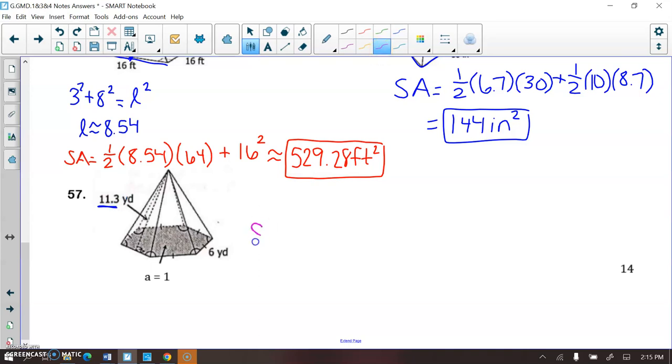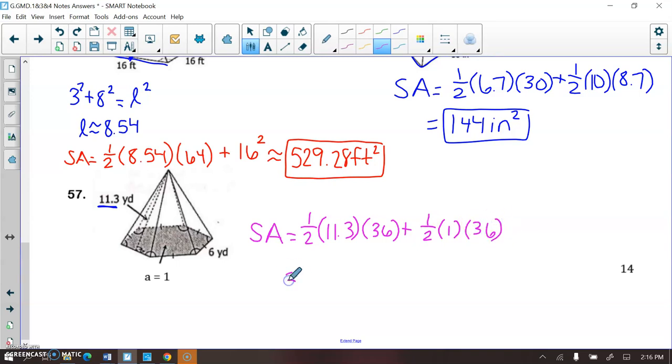So let's get started. My surface area is going to be equal to 1/2 times my slant height of 11.3 times the perimeter of my base. There's 6 sides and all of them are 6 units long, so 36 is my perimeter, plus the area of my base, which is 1/2 times my apothem of 1 times my perimeter of 36.